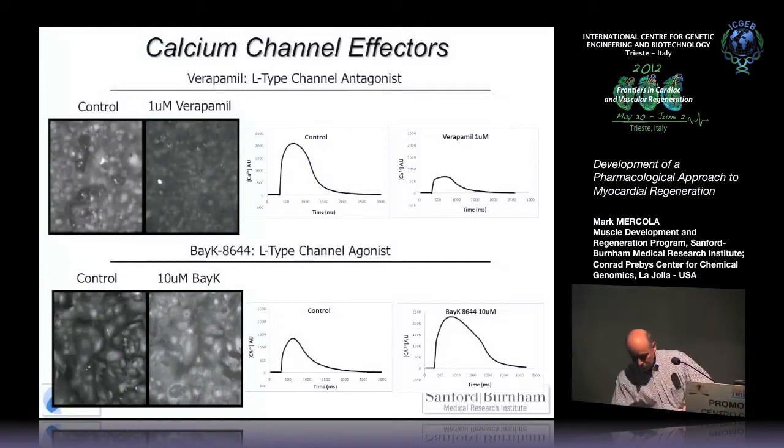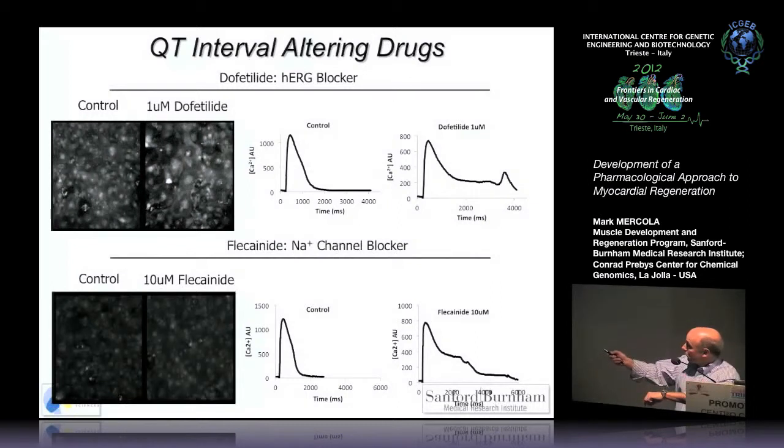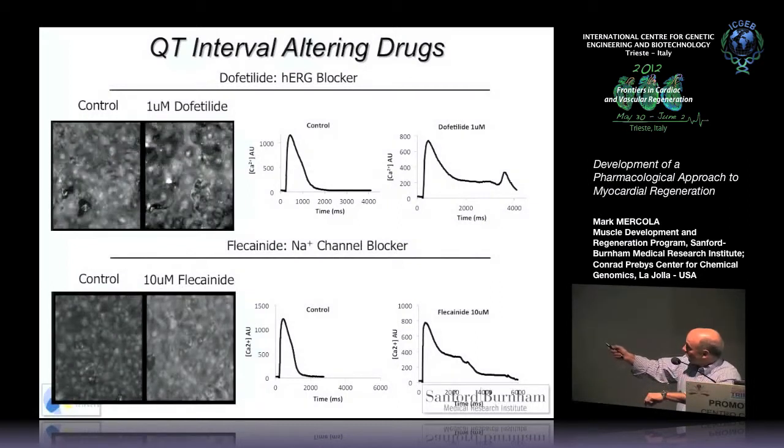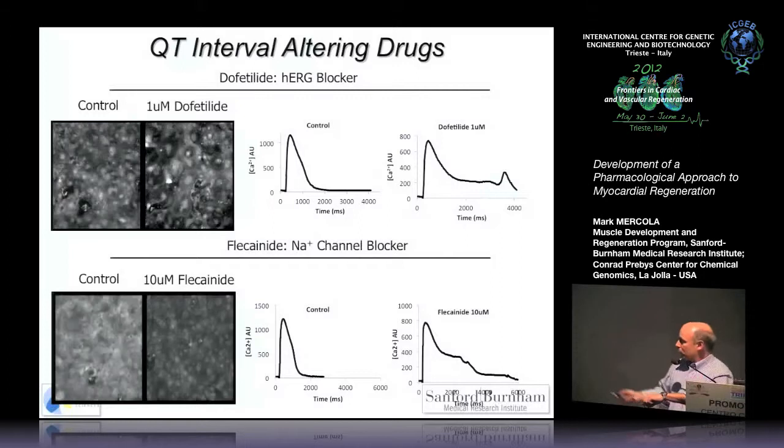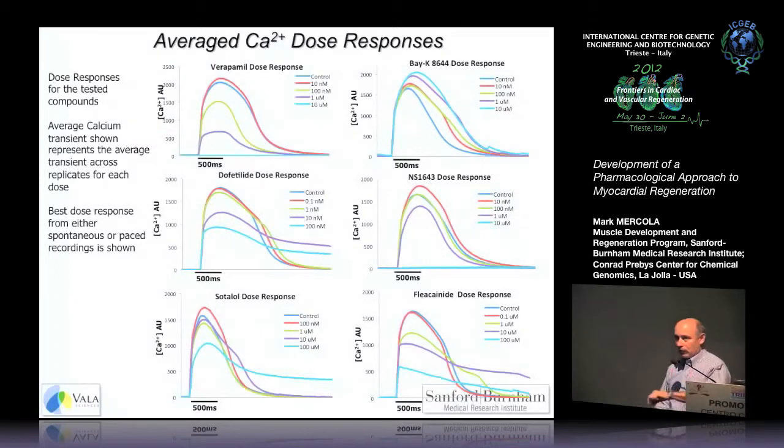If we look at molecules that have effects on QT interval, you can see similar, interesting effects. Dofetilide, which directly blocks hERG. You can see effects on the calcium transient. And in particular, you can see here a little blip indicative of after depolarization, we think. Here, flecainide, which also has, besides sodium, an effect on hERG. You can see its similar effect. And we have nice dose responses for the calcium transient effect of these various drugs, as you can see here. We can do it in either a paced mode, where the robot automatically puts electrodes into each well and paces the cells, or we can look at spontaneous beating.